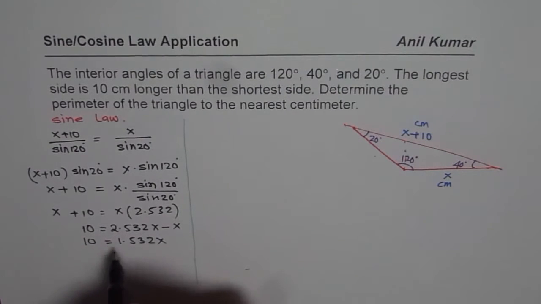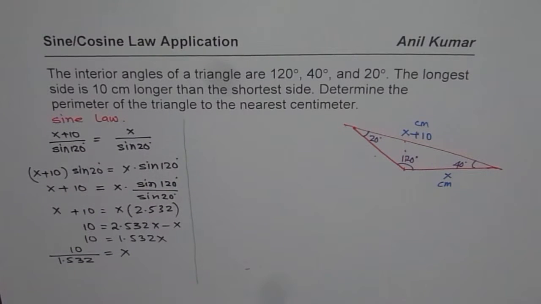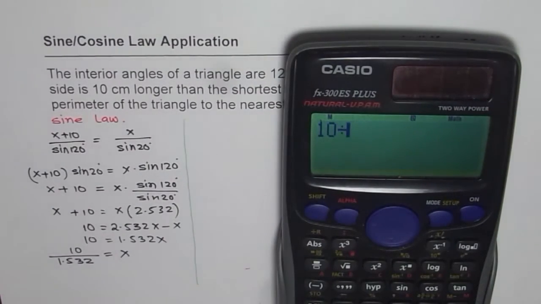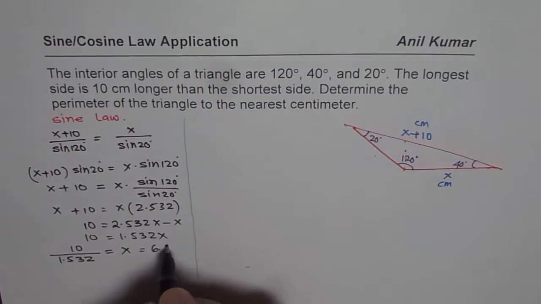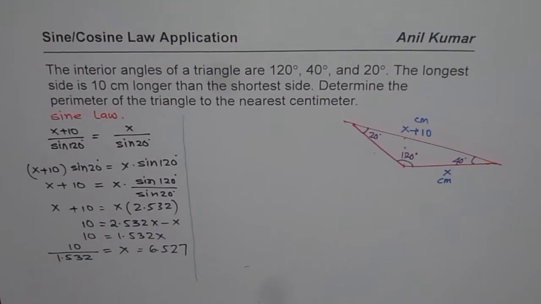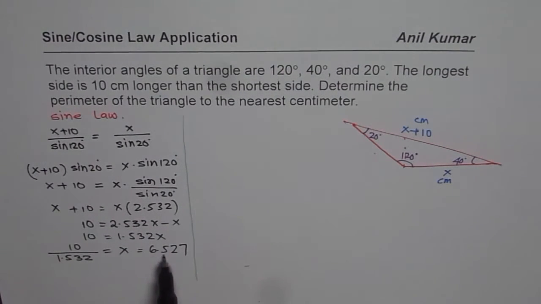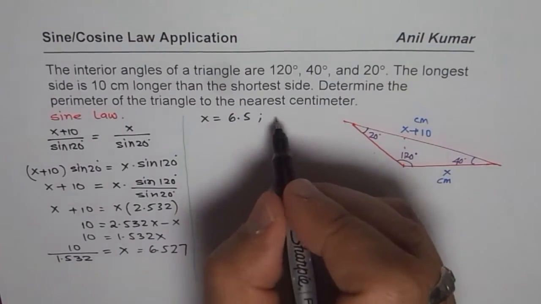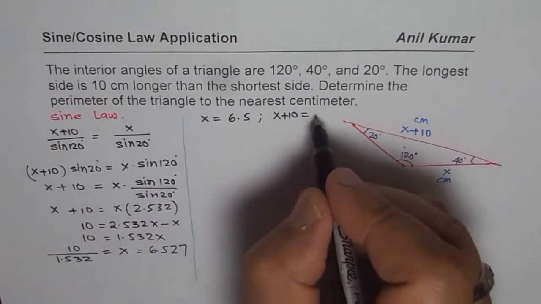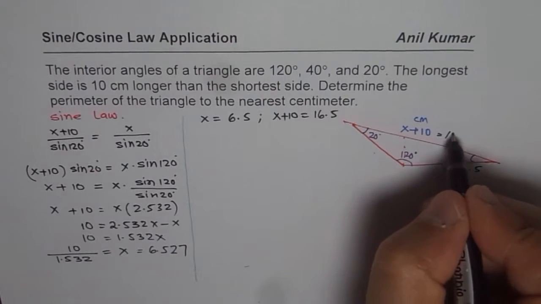So x equals 10 divided by 1.532. Let's write it in decimals: 6.527. So that is the value of x which we get. Now, since we need to find to the nearest centimeter, we'll round this to one decimal place. So x is equal to 6.5. x plus 10 will be equal to 16.5, correct? So we know this dimension is 6.5 and this is 16.5.